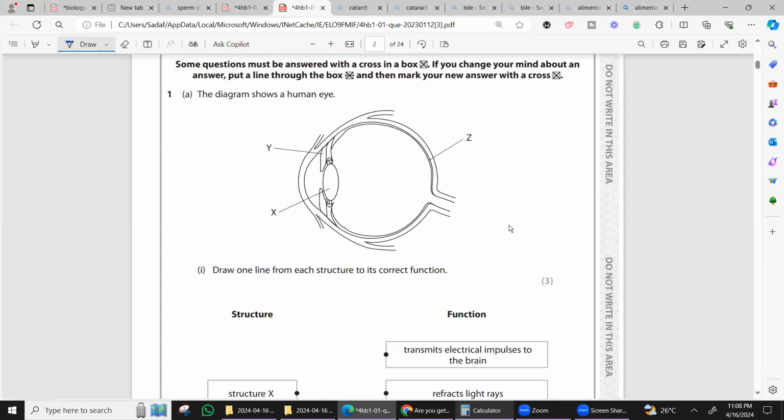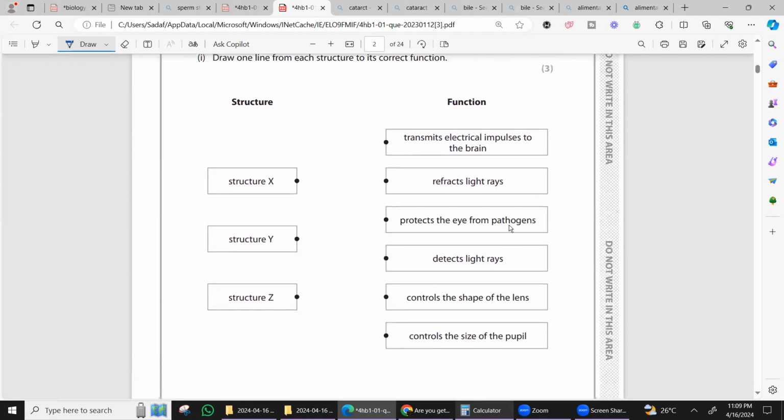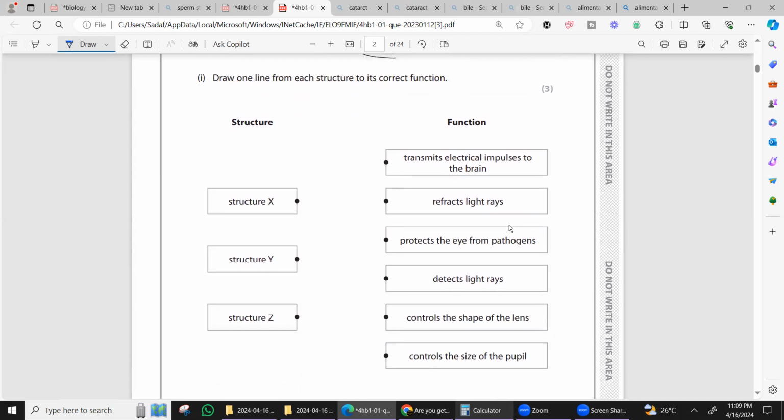Question number 1. The diagram shows a human eye. In this picture, you can see the structure of the human eye. The Z label is showing you the retina, the innermost layer of the eye. Y is iris and X is lens. The question is asking to draw one line from each structure to its correct function.